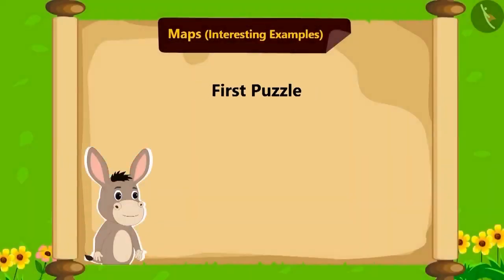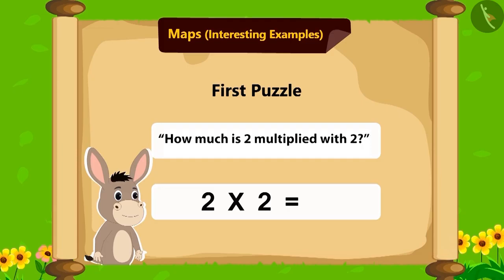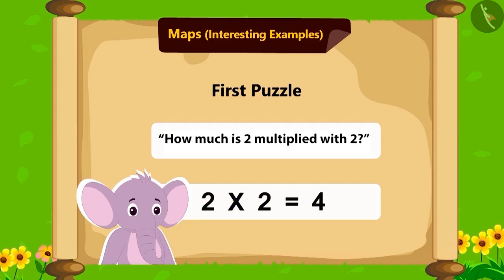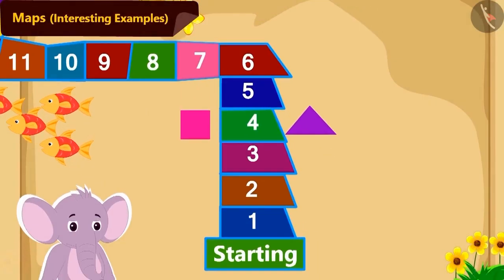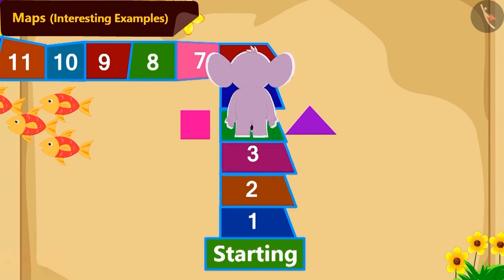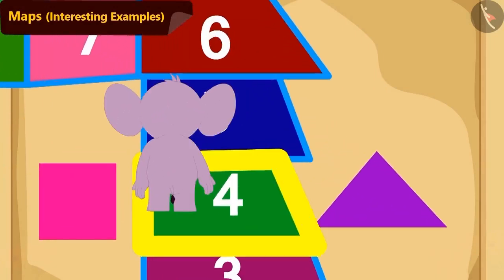Bhola's first puzzle is, what is 2 multiplied with 2? Children, do you know its answer? Yes, 2 multiplied with 2 is 4. Appu has also found the solution to this puzzle. Now, how will Appu reach 4-number tile from the start line? By walking 4 steps straight. Appu has reached tile number 4.